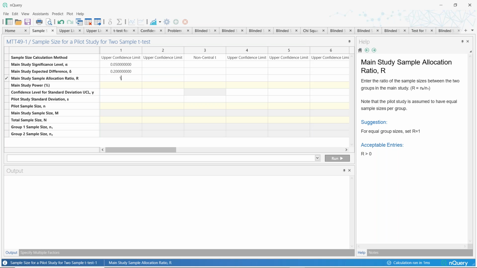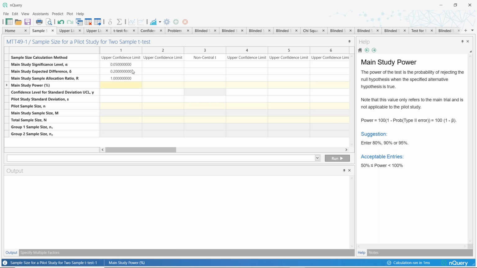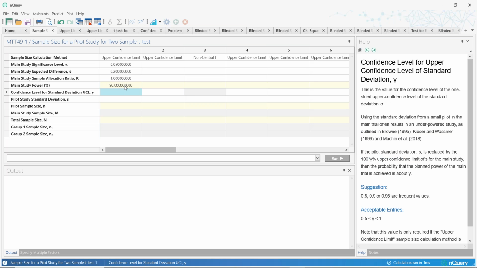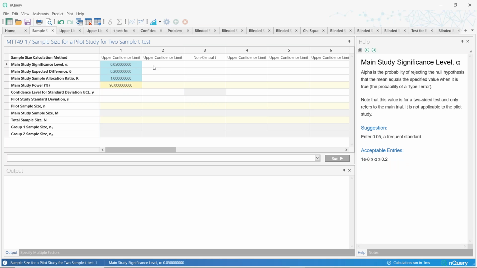And so the sample size allocation ratio in the main study is 1, but actually, this table is assuming a one-arm pilot study. So we're only going to have one arm in the pilot study, which we're going to use to re-estimate the variance compared to what our initial estimate might have been. And so I'll just copy and paste these, and we're obviously going to have 90% power in our main study, and we can copy and paste these across into columns 2 and 3.